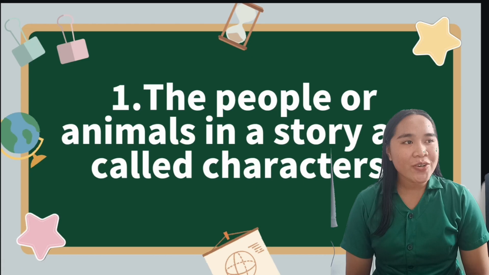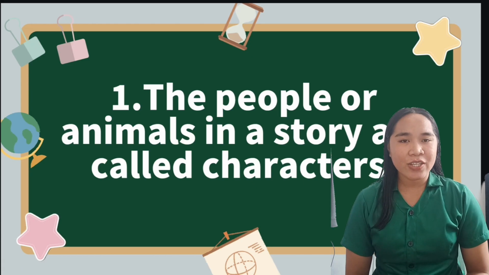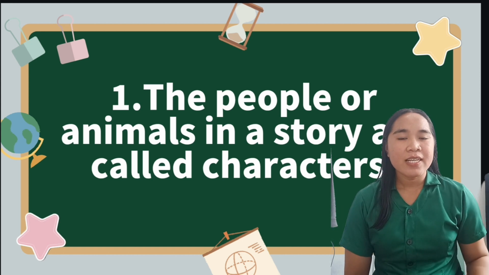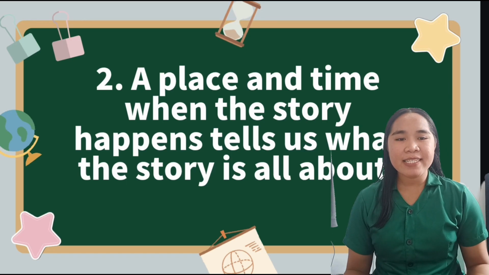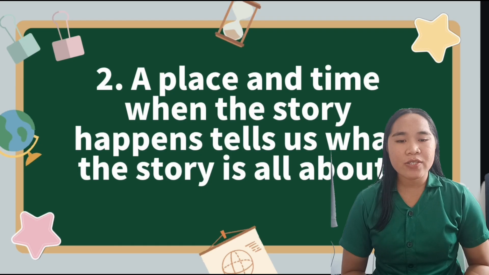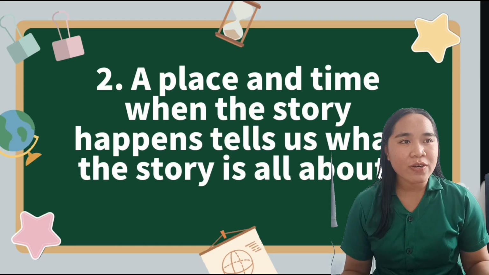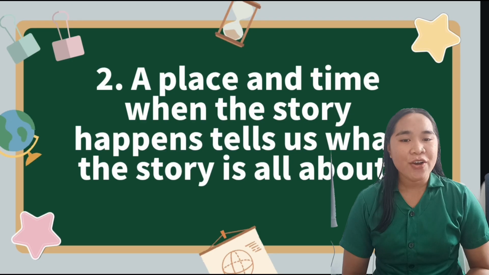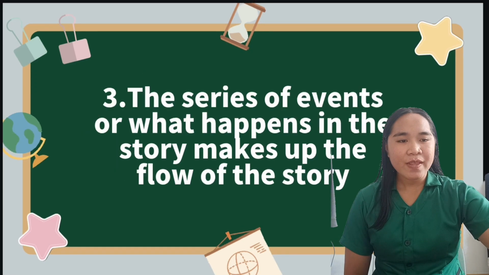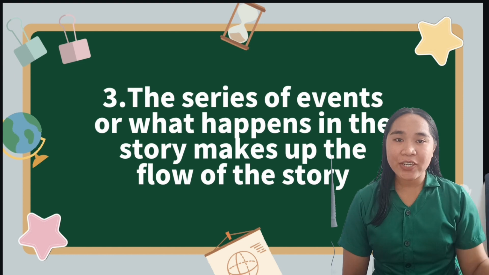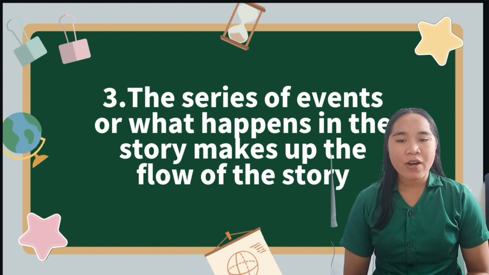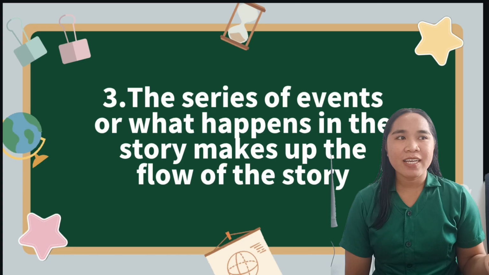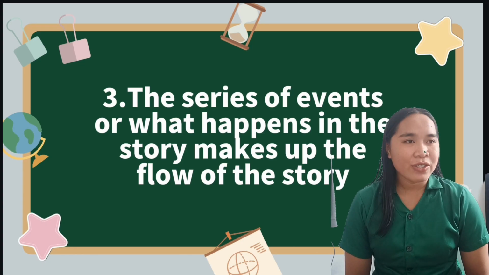Yes, Jess boy. What is your answer? Yes, it is true. The people or animals in a story are called characters. Number two question, class: a place and time when the story happens tell us what the story is all about. Is it false or true? Yes, Jana. It is false. Now let's have our number three question: the series of events or what happens in the story makes up the flow of the story. Is it true or false? Yes, Karen. It is true. Very good.